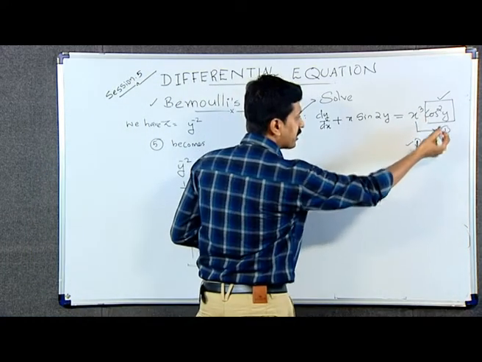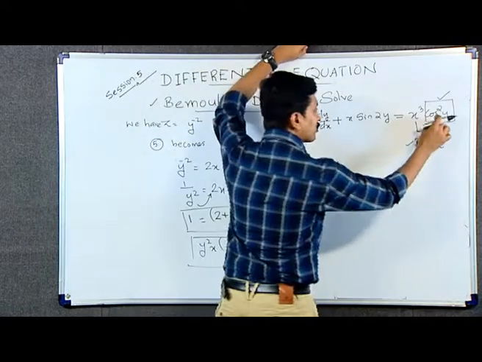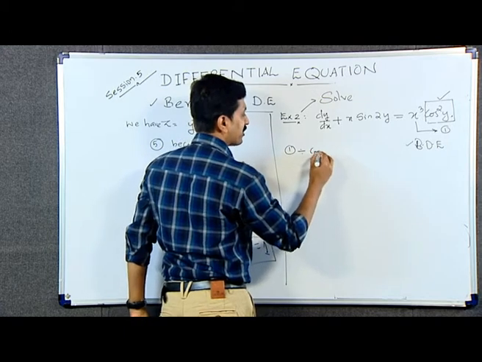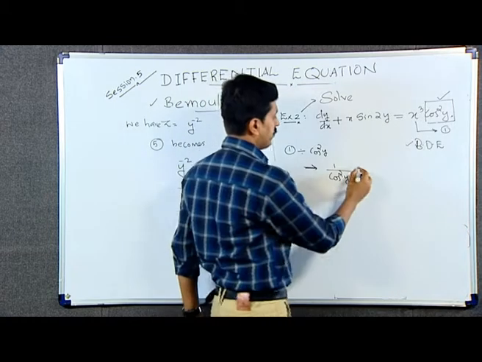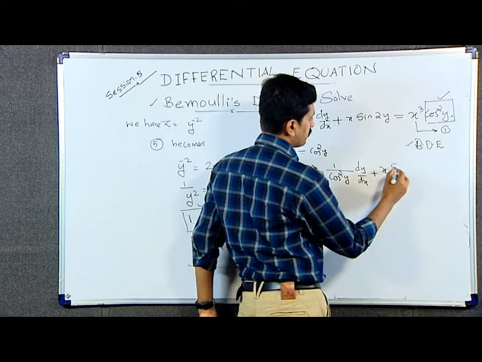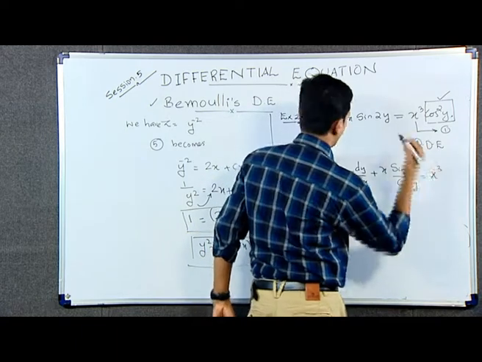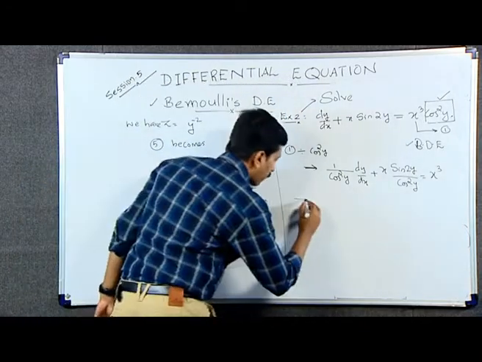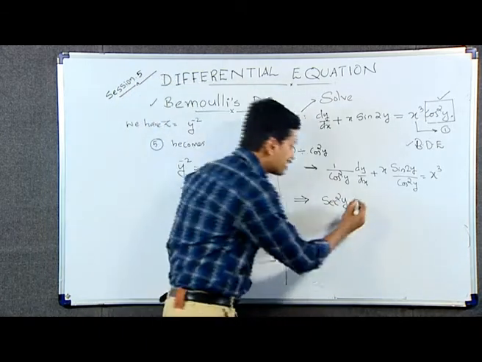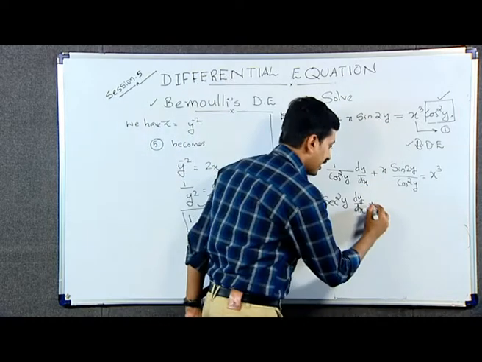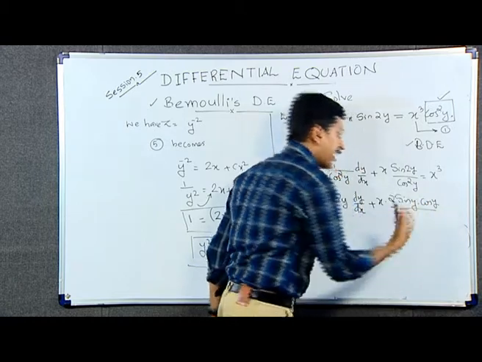As we do in a BDE, the term involving y is cos square y. That is why we are dividing throughout by cos square y. So equation 1 becomes 1 divided by cos square y dy by dx plus x into sin 2y divided by cos square y is equal to x cube. Instead of 1 by cos square y, I like to rewrite it as sec square y, using the trigonometric formula, and sin 2y is 2 sin y cos y divided by cos square y.